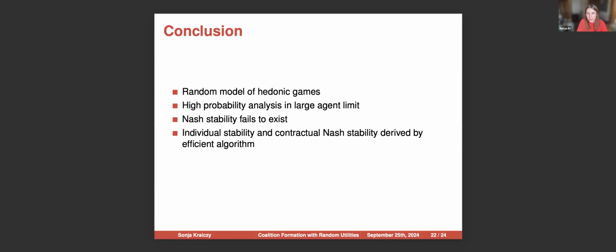So in summary, let me remind you of what I told you. We introduced a random model of hedonic games, and we did a high probability analysis in the large agent limit. And we have two main results. One is a negative result: even in this random setting, the probability that Nash-stable coalitions exist tends to 0 as n tends to infinity. But we gave an efficient algorithm that returns coalition structures that are both individually stable and contractually Nash stable. Furthermore, they give nice coalition structures. They're balanced: coalitions have roughly equal size, and they're of order log n. So if, say, n is 10,000, they're not too big. And so, yeah, that's what we did.